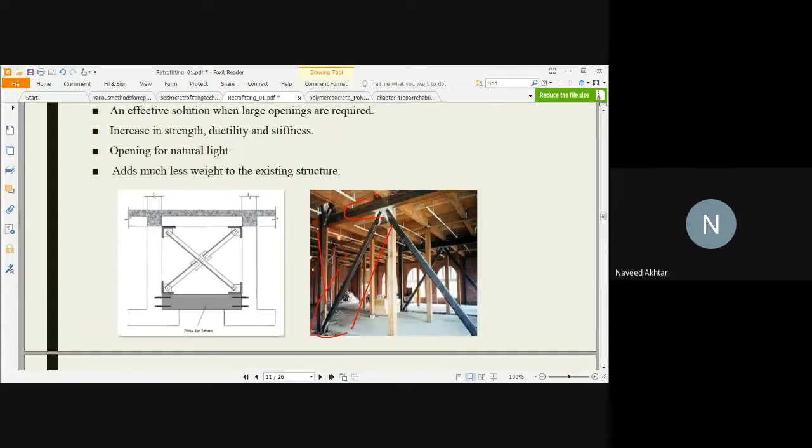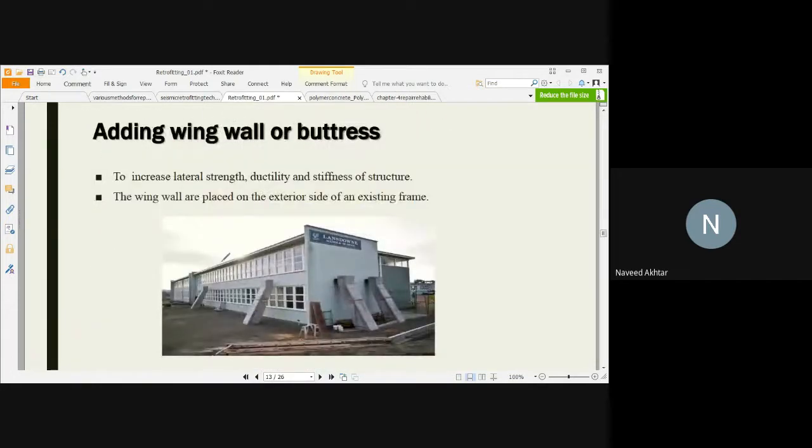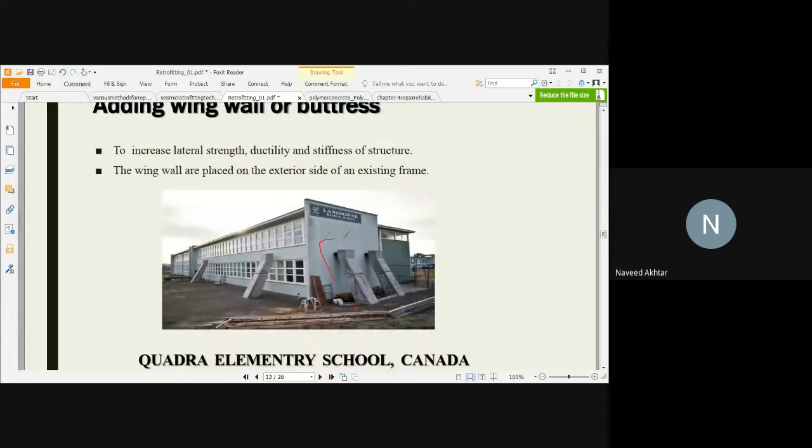You can see here the bracing is provided to give stiffness to the structure. Wall thickening: by increasing the thickness of the wall, you can see here additional reinforcement is provided, and by shotcreting you can apply concrete or mortar over that, so the thickness of your wall may be increased. Adding a wing wall or buttress: you can see here the buttress or wing wall is additionally provided to the structure.